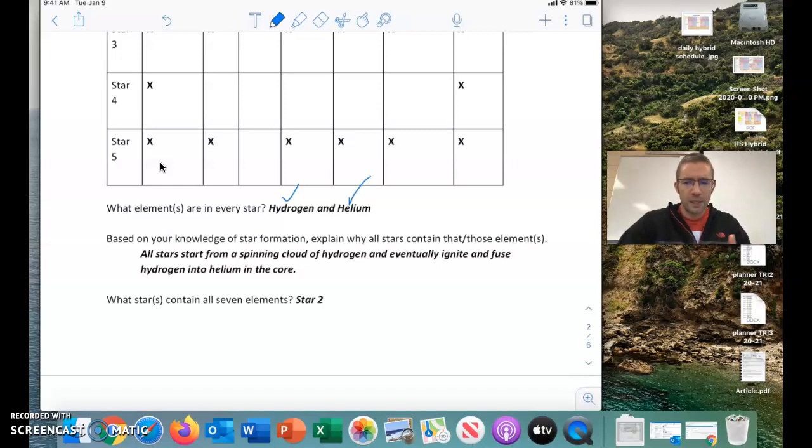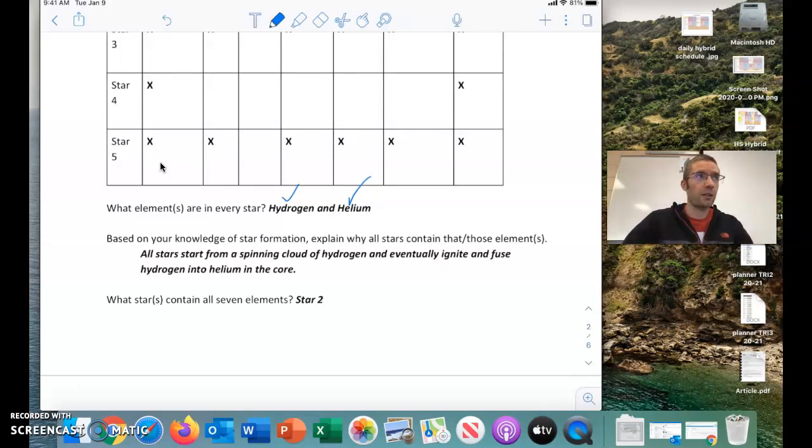And the next question was kind of a prediction question. I didn't necessarily think you would know this, but I was hoping that you'd start to think about, okay, well, why would that be? Why would every star in our universe have those two elements? Hopefully you started to think about, and if you didn't, that's okay, but if all stars have those things, then maybe all stars are made of or start with those two things. And if that's what you were thinking, well, then you're right.